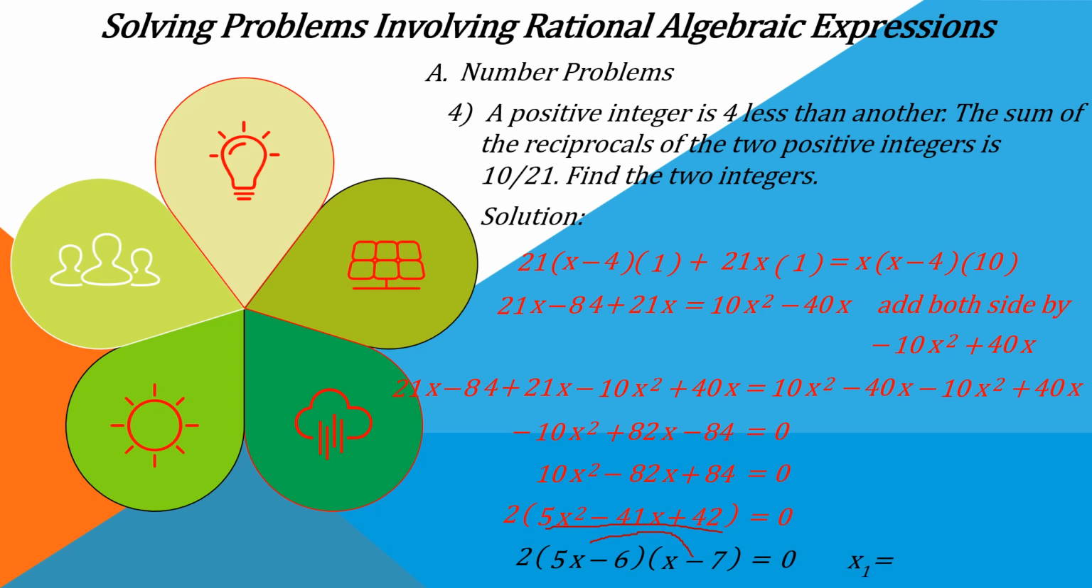x sub 1 is equal to 6 over 5, and x sub 2 is equal to 7. So we have another x which is equal to 0, but we don't need that answer. And our integer is x sub 2 is equal to 7. Disregard 6 over 5 because this is not a positive integer. This is a fraction or a ratio. So our final answer is x is equal to 7.